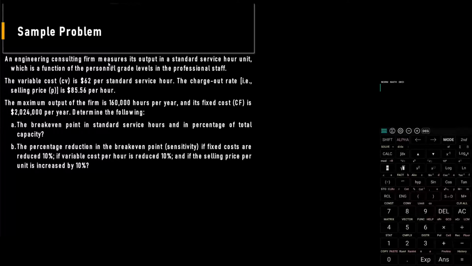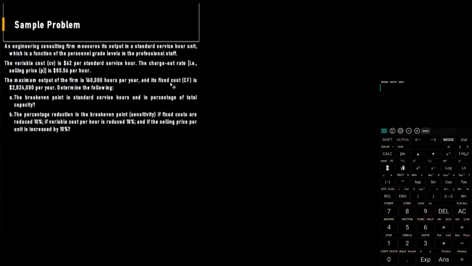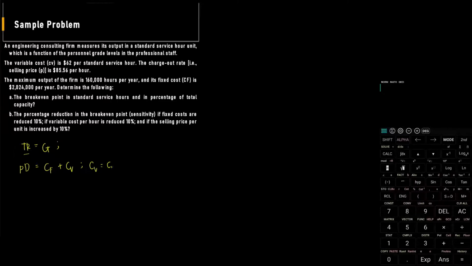So, solve natin. Yung unang kukunin ay yung break-even point in standard service hours. Kung naaalala pa kung ano yung break-even point, equal yung total revenue dun sa total cost, or zero profit yon. So total revenue equal dun sa total cost, in which yung total revenue equal lang yan sa P times D. And then yung total cost, equal naman yan sa total fixed cost plus total variable cost. Then yung total variable cost equals sa variable cost per unit multiply sa demand or volume of production.